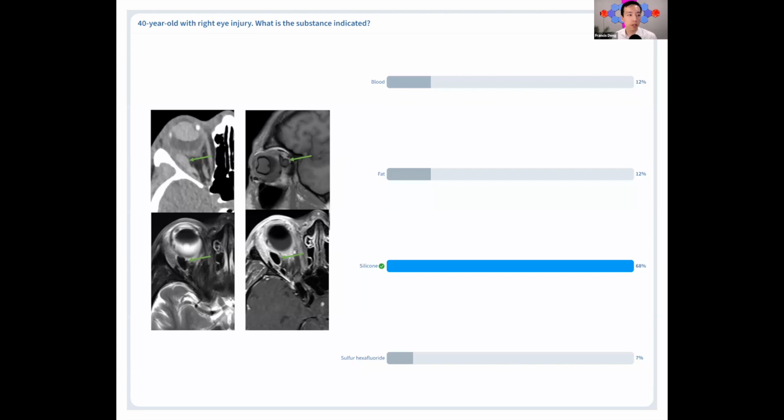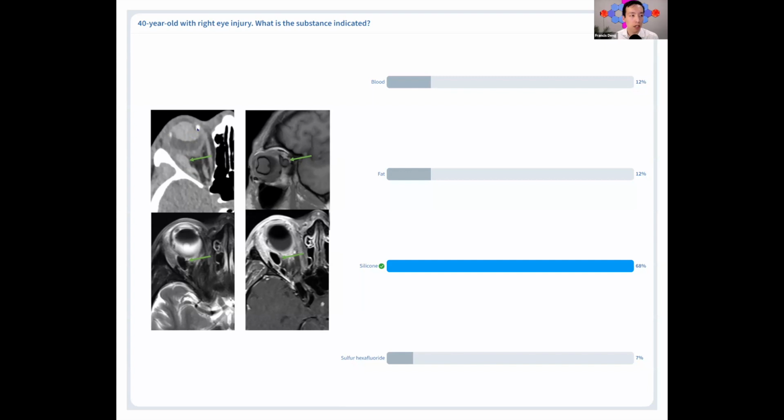Okay, the correct answer is silicone. So what we have is a hyperdensity in the right orbital intraconal space, retrobulbar, and it has the same density as this material within the globe, which is quite dense as well, and that is consistent with extruded silicone. This patient had an open globe injury, and the silicone that they had in their eye was being used to tamponade a prior retinal detachment.